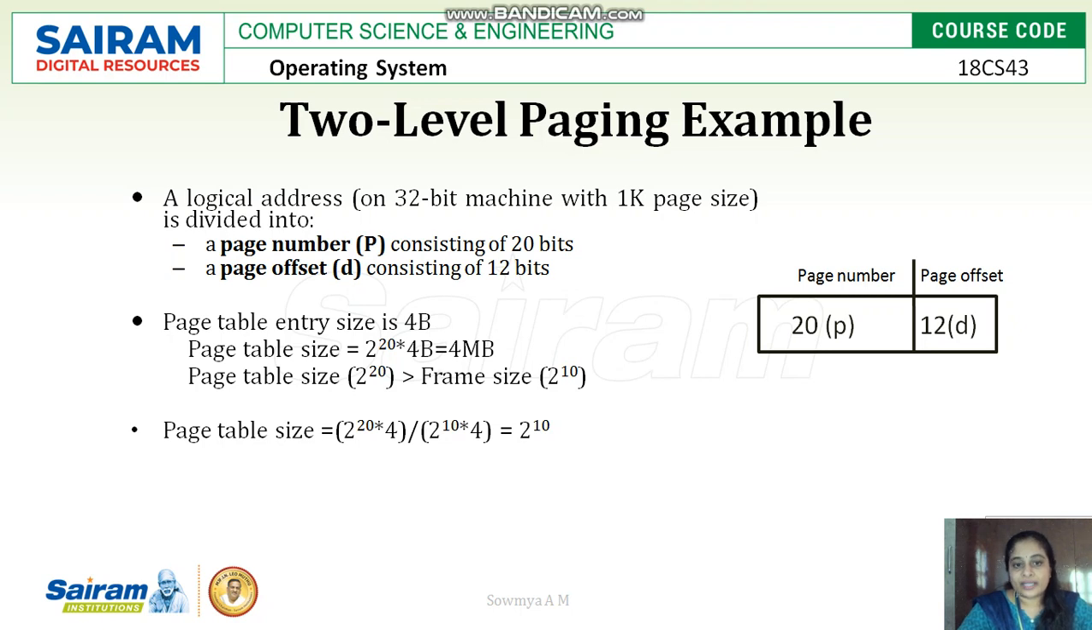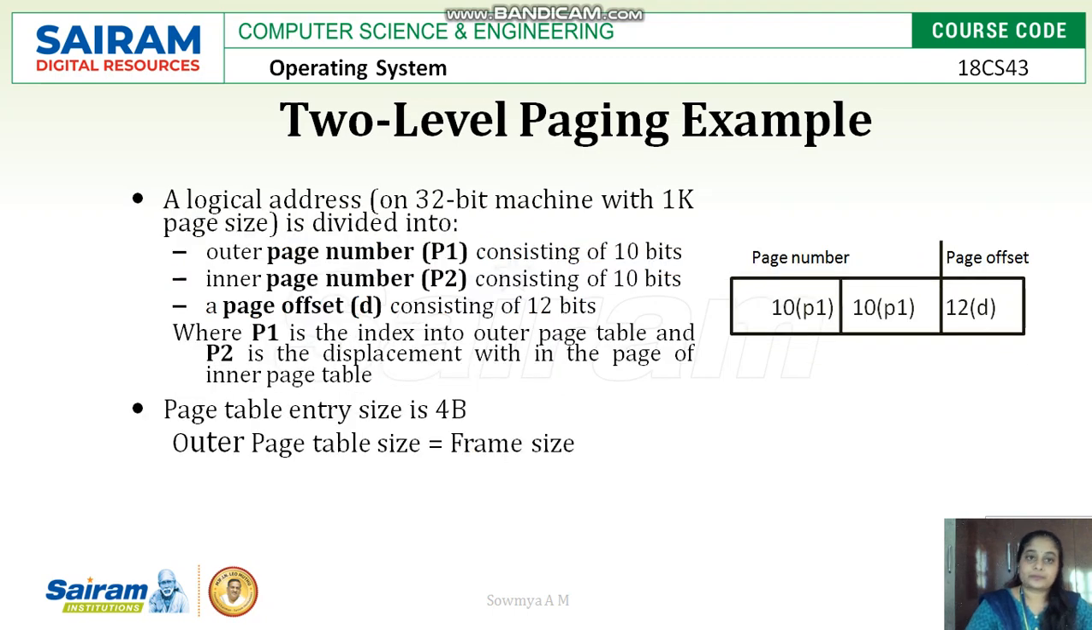So 2 power 20 into 4 divided by 2 power 10 into 4 will be equal to 2 power 10, which is lesser than 2 power 32 into 2 power 10. So instead of 1 million entries, you came down to 2 power 10 entries.